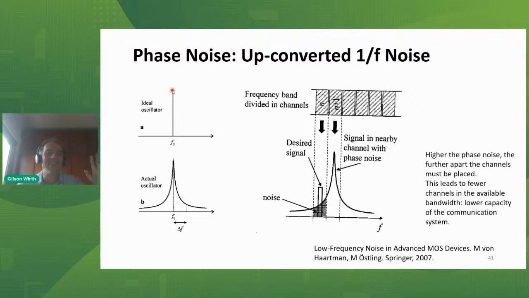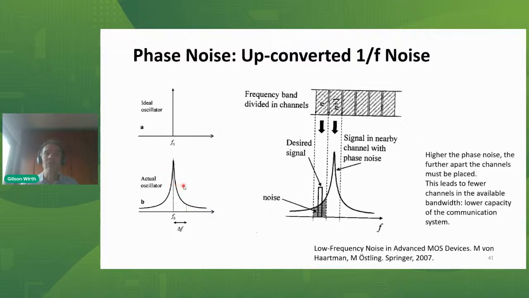And there are other things also. I'm focusing here on the drain current. It's not only the drain current that counts, other things count also. But to get an ideal oscillator, we'll also need an ideal drain current, and we don't have an ideal drain current. So if you have phase noise, that means that your oscillation frequency spreads, it changes over time.